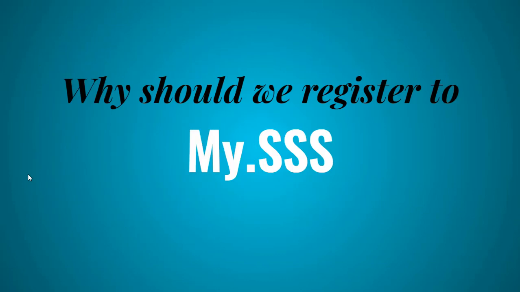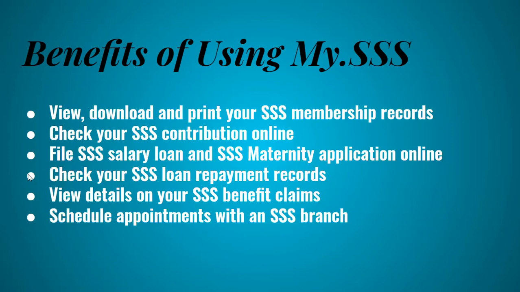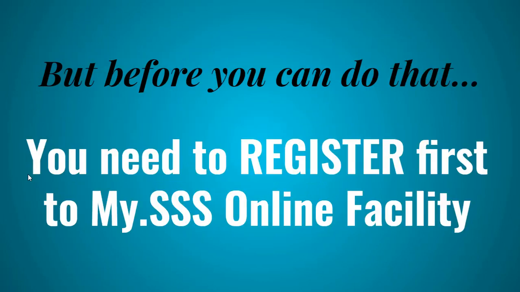Why should we register to My SSS? Here are some of the benefits of using My SSS. You can view, download, and print your SSS membership records. You can check your SSS contribution online. You can file SSS salary loan and SSS maternity application online. You can check your SSS loan repayment records. You can view details on your SSS benefit claims. And you can also schedule appointments with an SSS branch. But again, before you can do that, you need to register first to My SSS online facility.